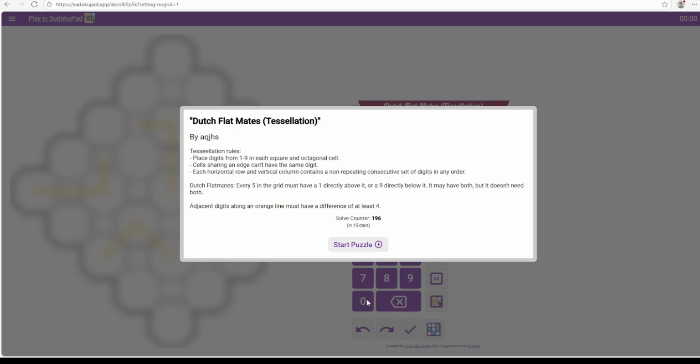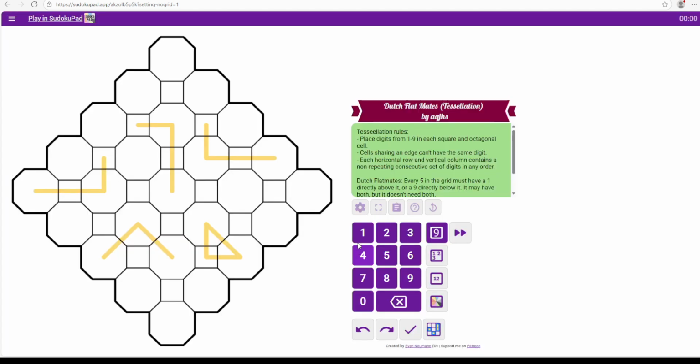This one is called Dutch flatmates. It's got a different grid, which I think will make things quite interesting. So yeah, 1 to 9 in each square and octagonal cell showing an edge kind of the same digit. Each horizontal row and vertical column contains non-repeating consecutive digits in any order. And Dutch flatmates: every 5 in the grid must have a 1 directly above it or a 9 directly above it. Adjacent digits along an orange line must have a difference of at least 4.